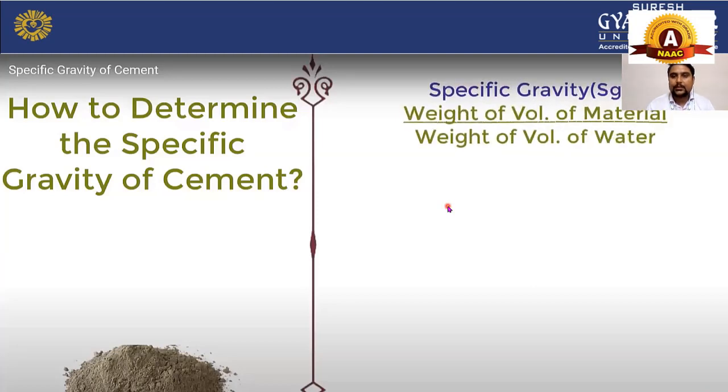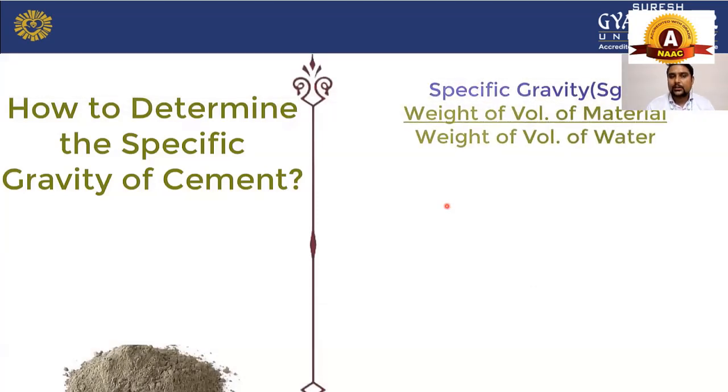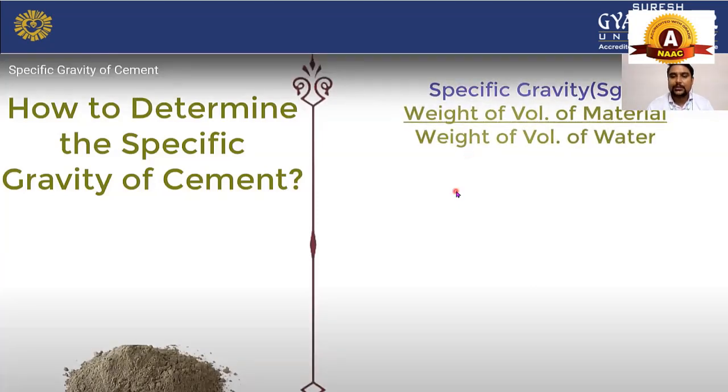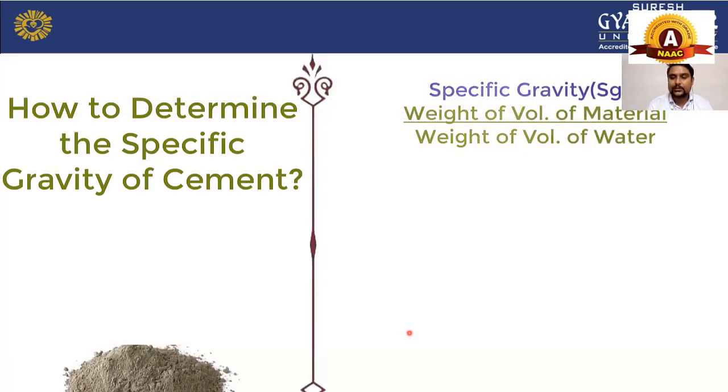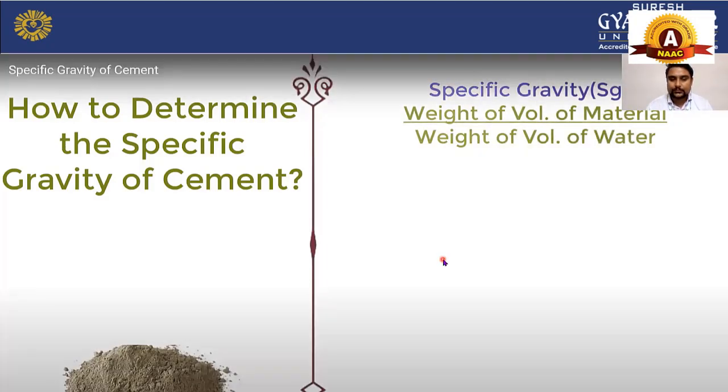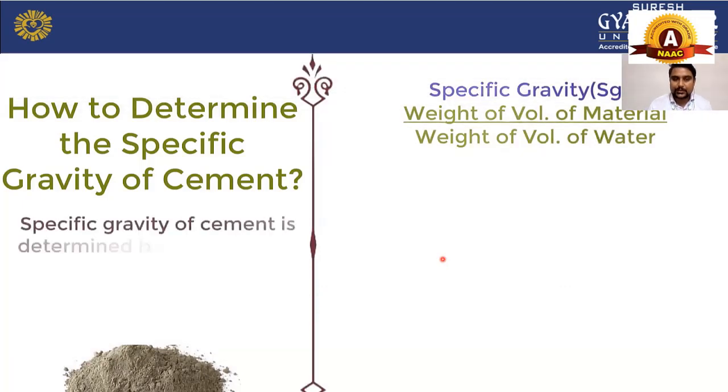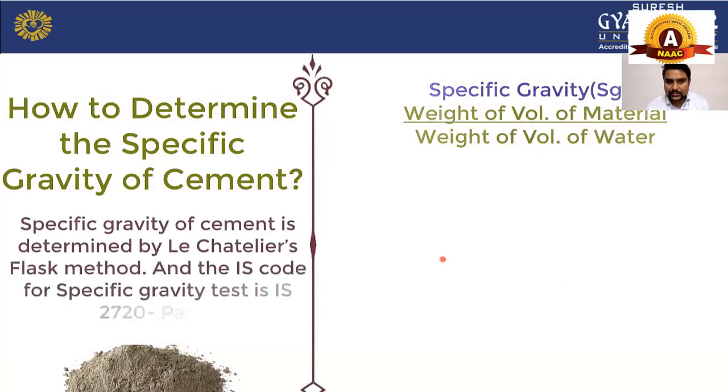Now we will determine the specific gravity of cement. We will also see how to determine the specific gravity of cement. Here, it is the weight of a volume of material upon the weight of an equal volume of water. This will be the same for cement. Now we will see the steps of doing it by the Le Chatelier method, and it is given in the IS code 2720 part 3 for the specific gravity test.